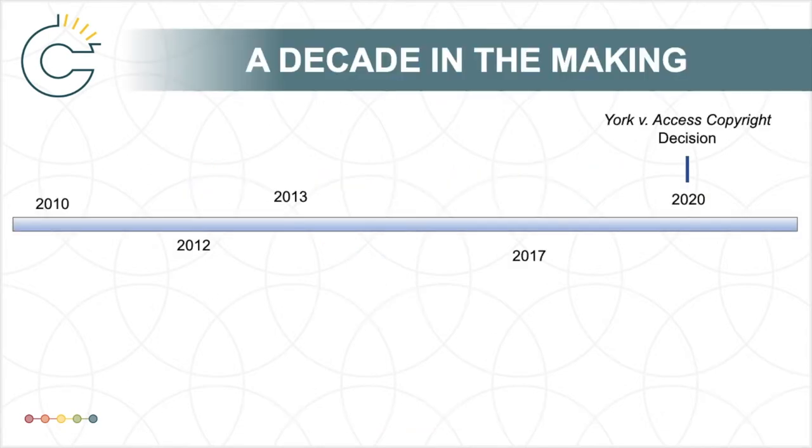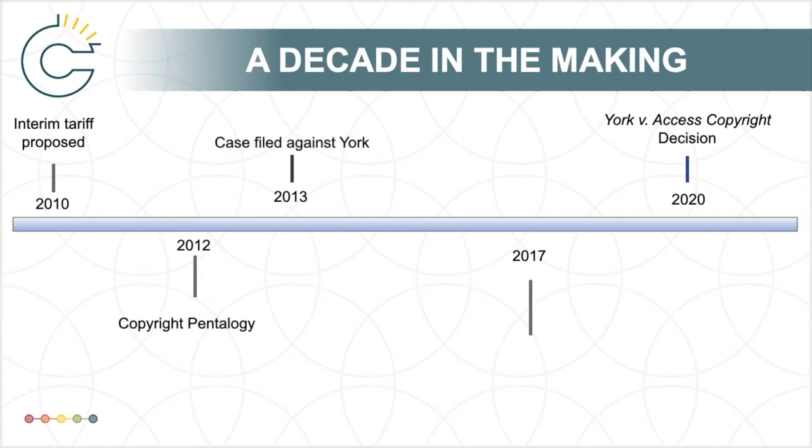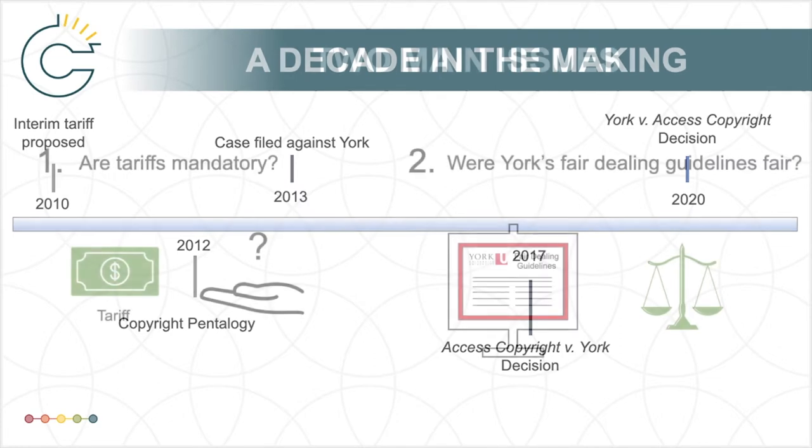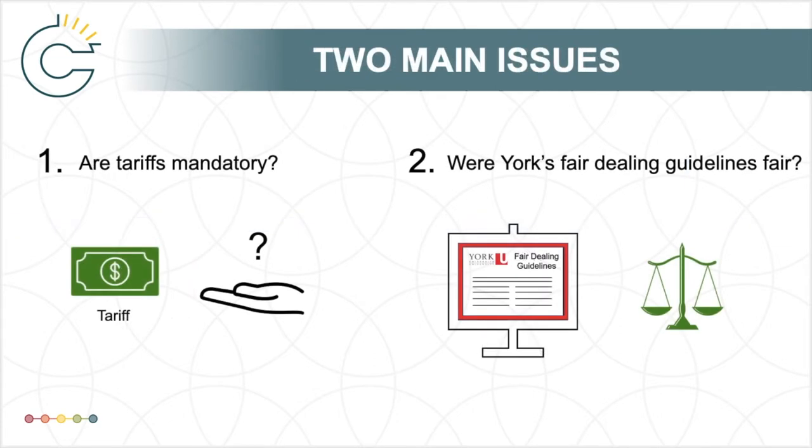In April 2020, the Federal Court of Appeal released a decision on the York v. Access Copyright case, a case that was already over a decade in the making. The outcome of this case continues to be very important to educational institutions and copyright collectives alike. The main issues revolve around whether tariffs approved by the Copyright Board are mandatory and whether the copyright fair dealing guidelines used by York were fair.